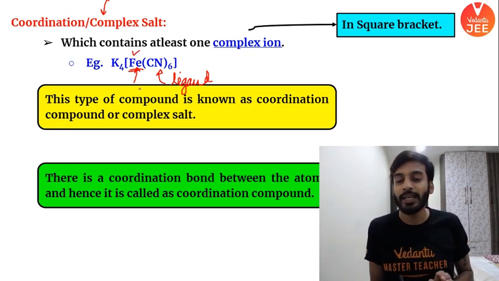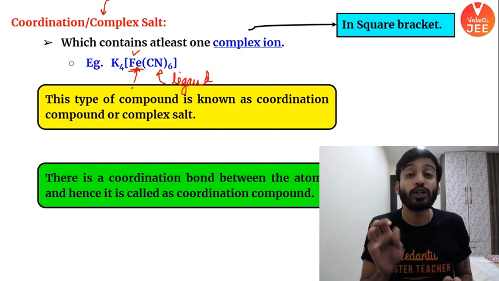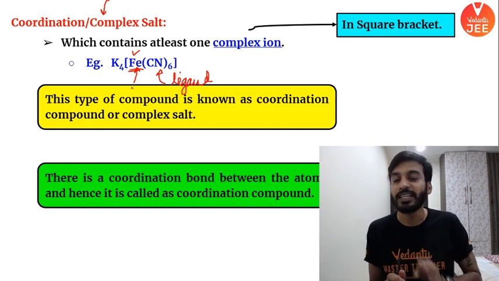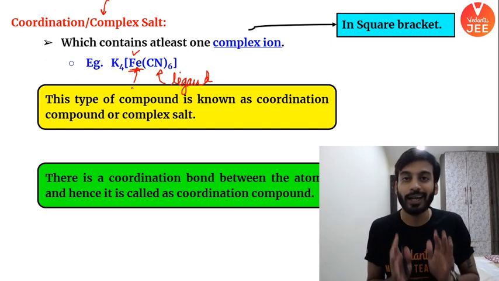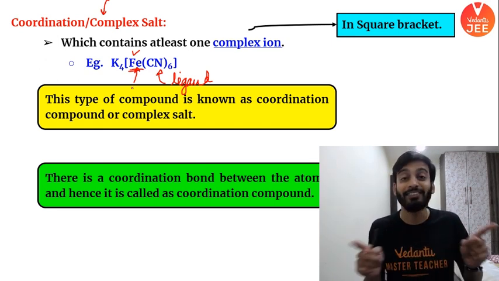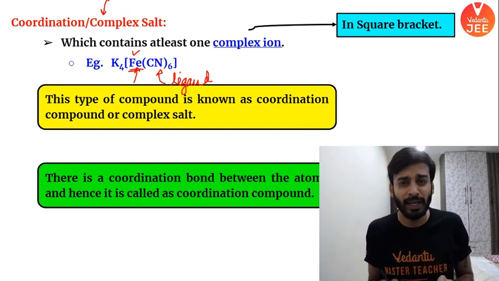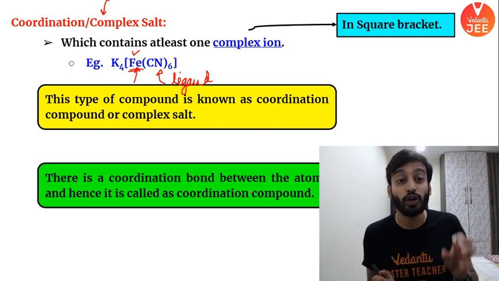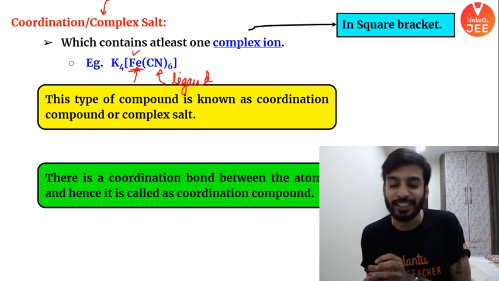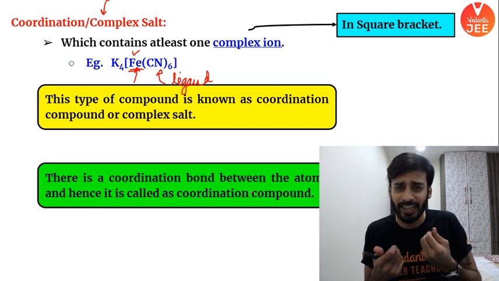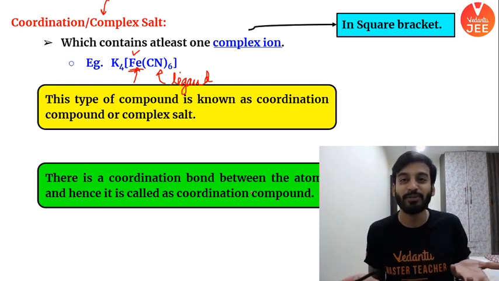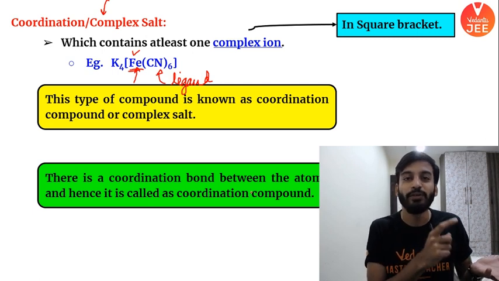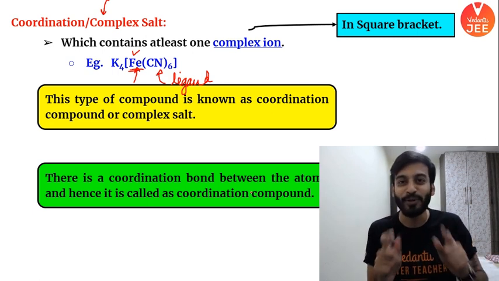And what is a ligand? The thing which is giving electron pairs or donating electrons to the central atom is called a ligand. These are electron pair donors. So they have a coordinate bond. What kind of bond, beta? They have a coordinate bond among each other. That's why the name of the salt is complex salt or coordination compounds. The entire chapter is nothing but coordination compounds, because there is a coordinate bond between the central atom and the ligand. I hope the point is clear.